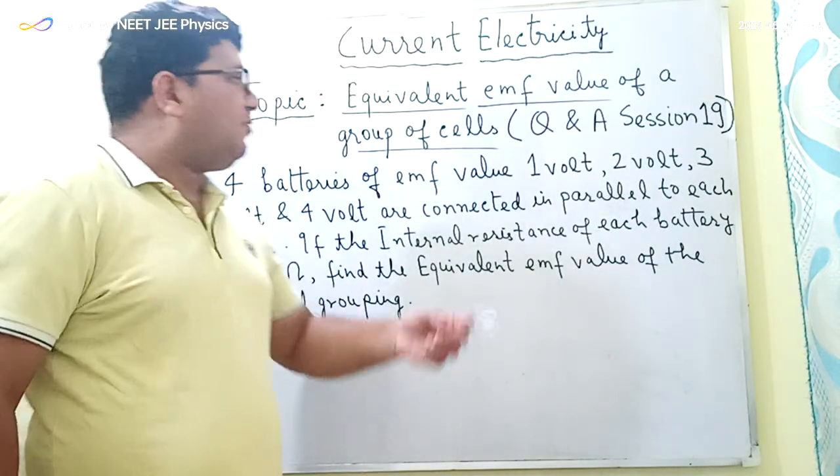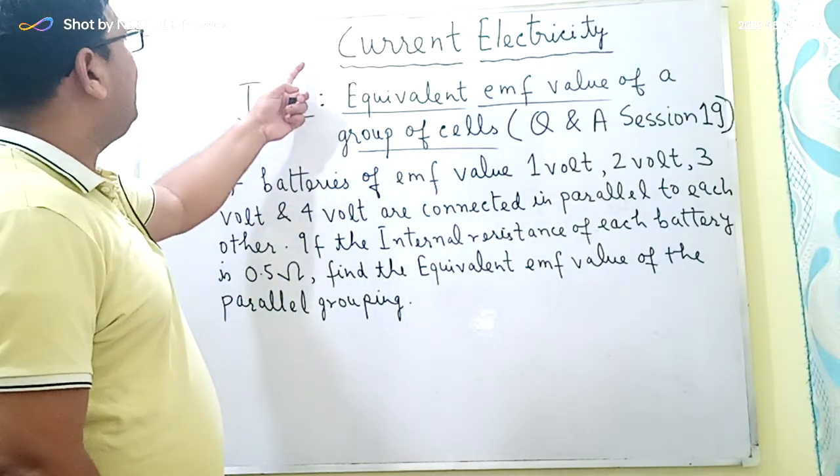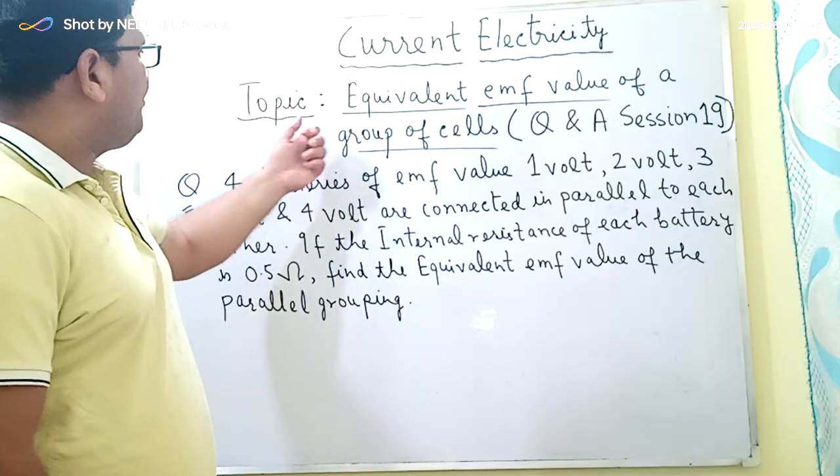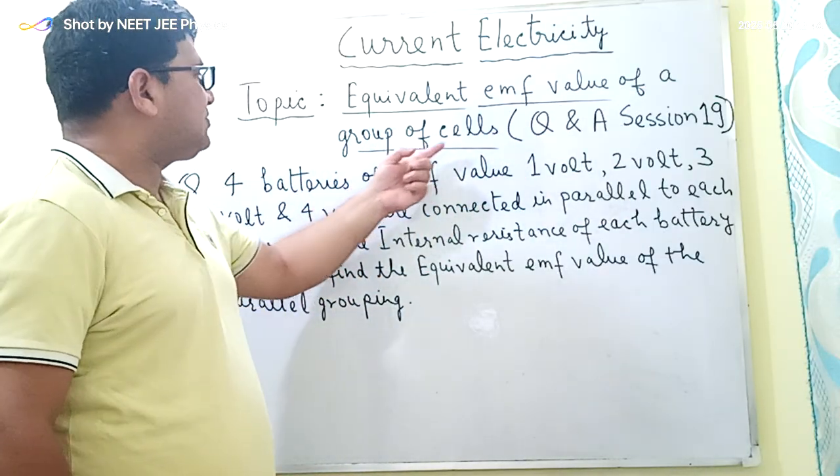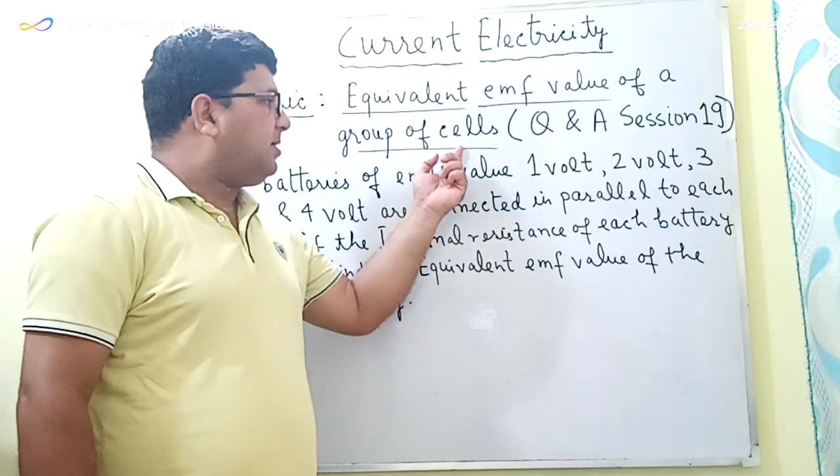Good afternoon and welcome to the Q&A session 19 from the chapter of current electricity. The topic is the calculation of the equivalent EMF of a group of cells or the battery.